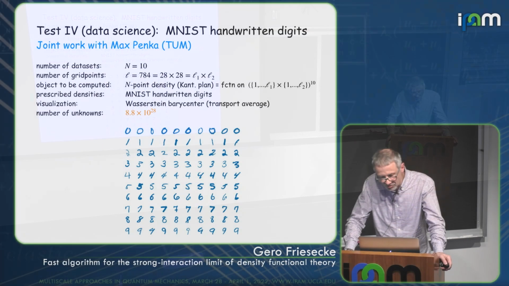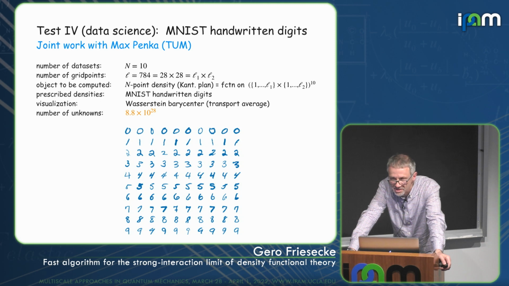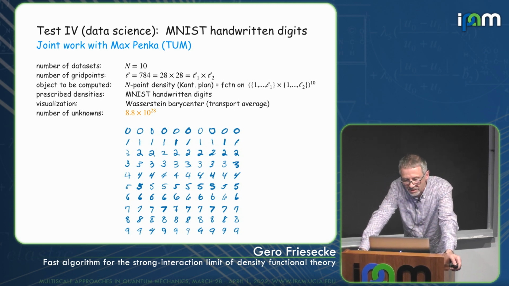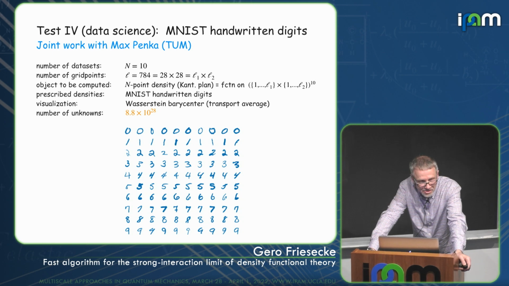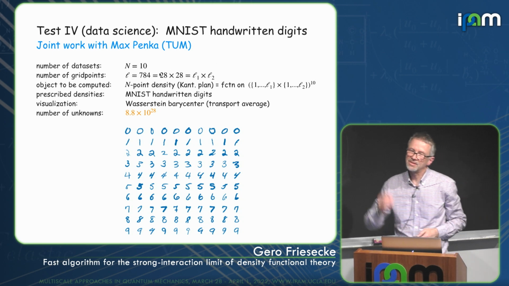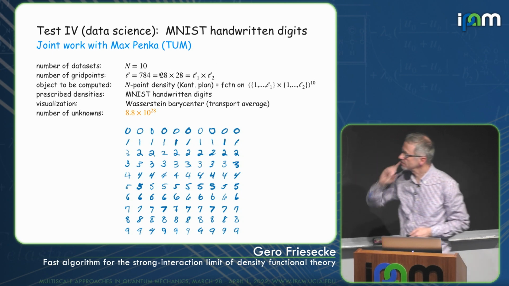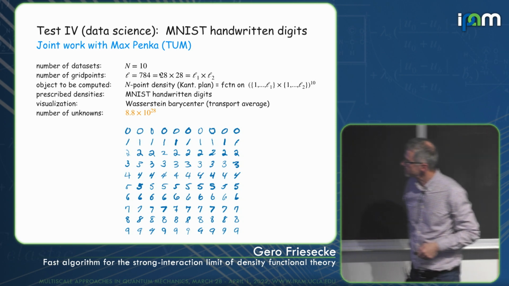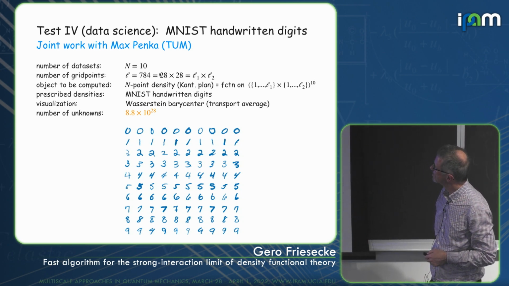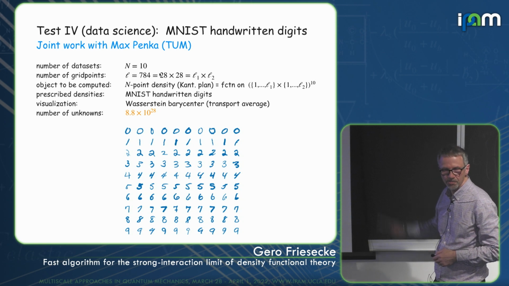Now, I also wanted to do a test. So this also has interesting applications to data science. So I went back to the Wasserstein barycenter, this is joint work with my recent graduate student, Max Penke at TUM. So we looked at the MNIST handwritten digits, for handwriting recognition, etc. And so we tried to compute the barycenter of these digits. The MNIST digits are 28 times 28, so it's 784 grid points for each image.